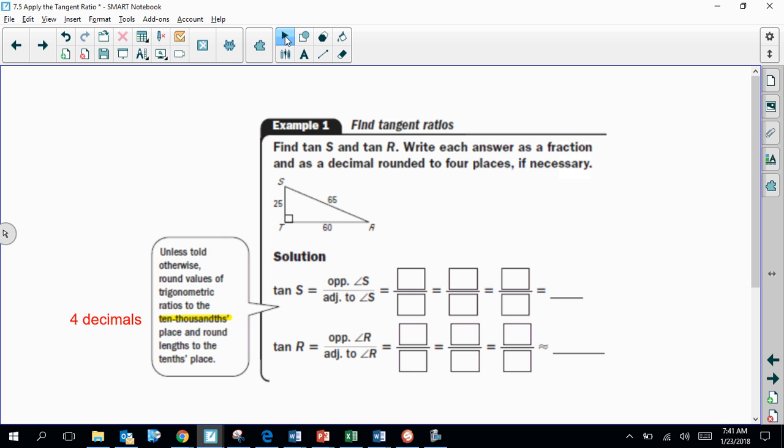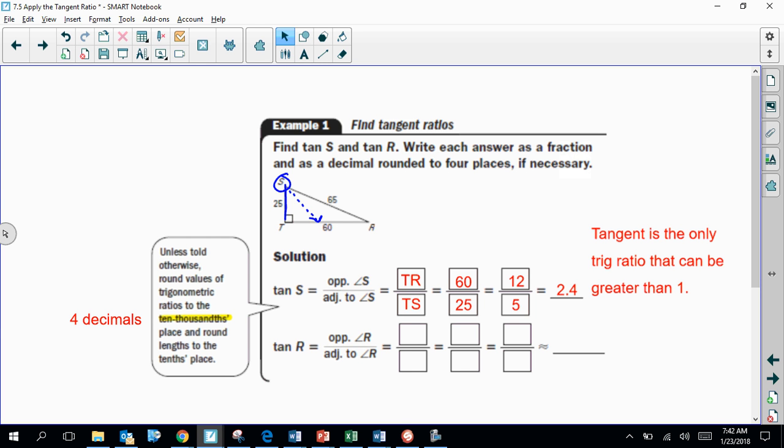So looking here, we're looking at what's the ratio for tangent for S? Well, in this case, S is here, so the side opposite of it is side TR, and the side adjacent to it is side ST. So we can take that information and just substitute it and let the calculator simplify the values for us.